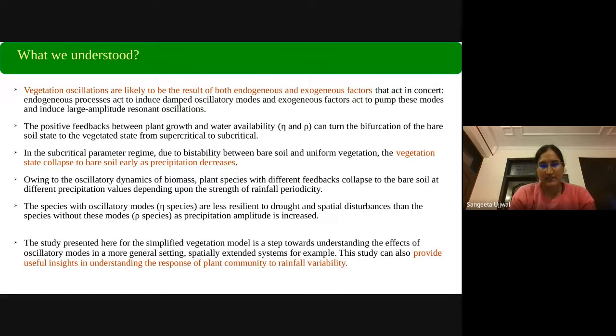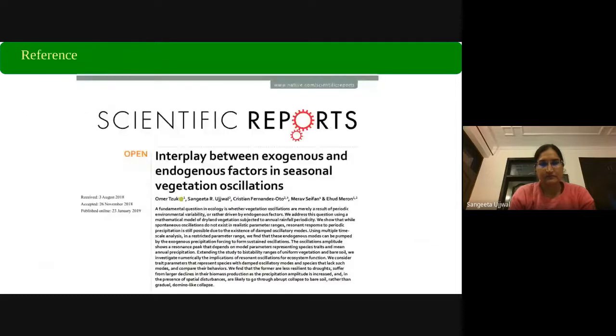So we extended that study. As far as this part of the talk is concerned, if you are interested, you can look at this paper. It was published in 2019 in Scientific Reports. If you have any questions, you are welcome to discuss.